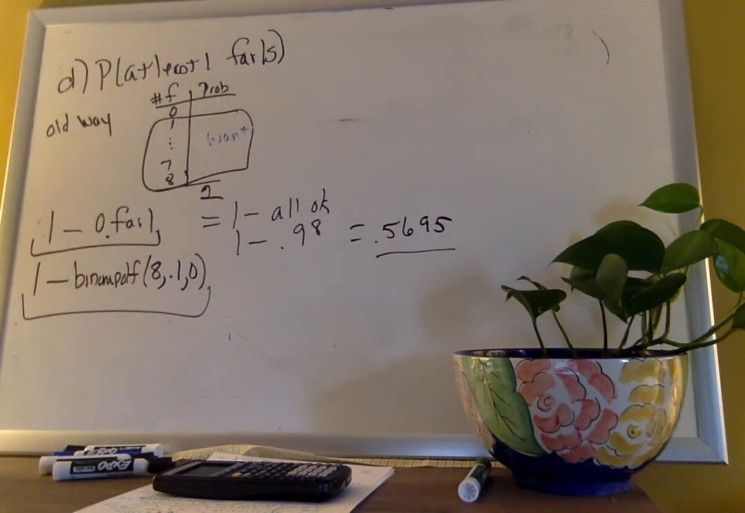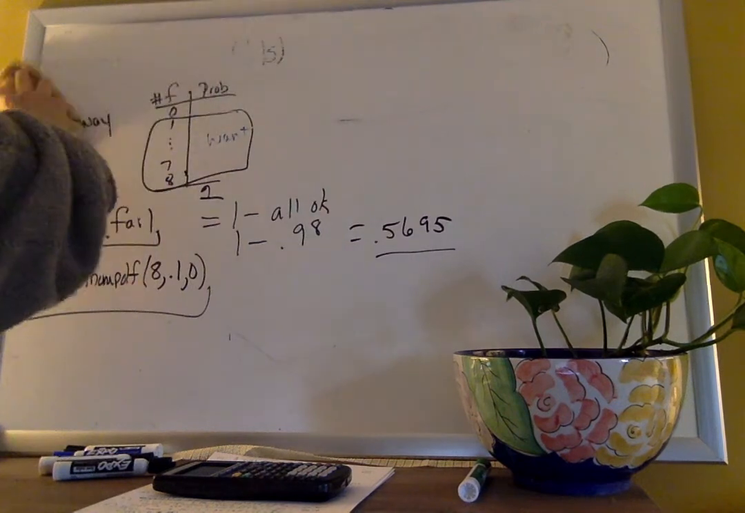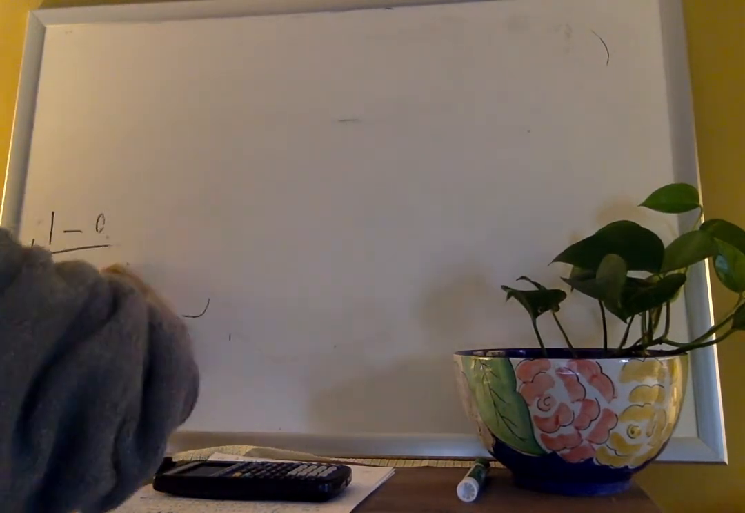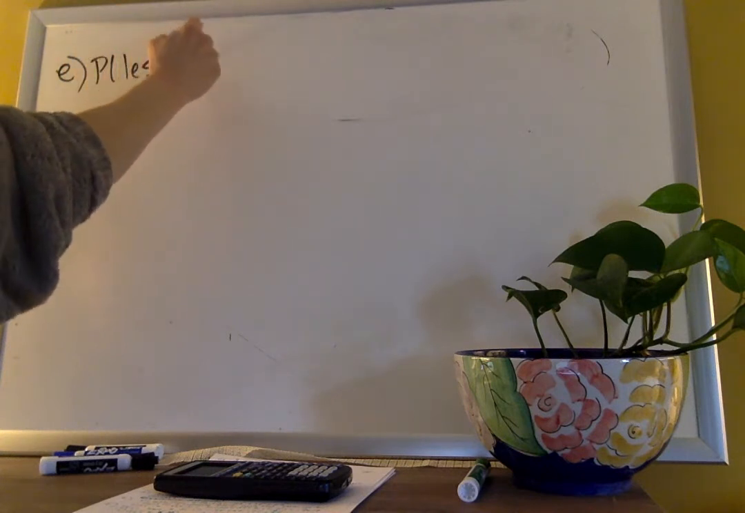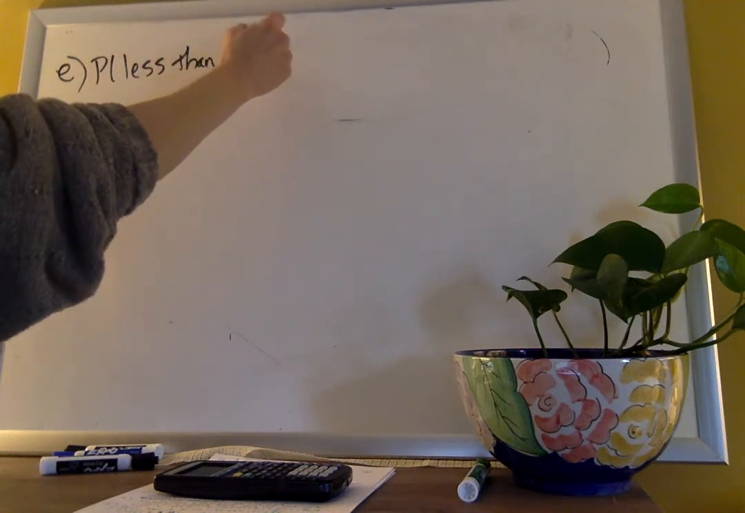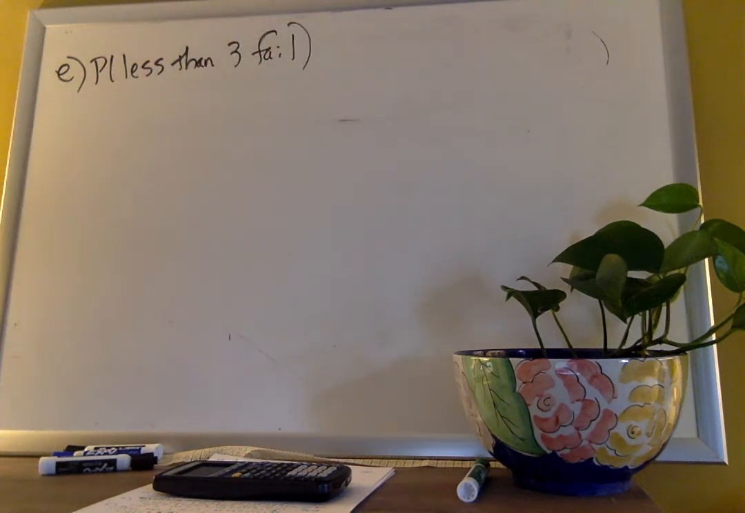All right, let's do E. Yeah, E's a little bit trickier. We'll get to practice that CDF now. Probability that less than 3 fail. So you just want to kind of think in your head.